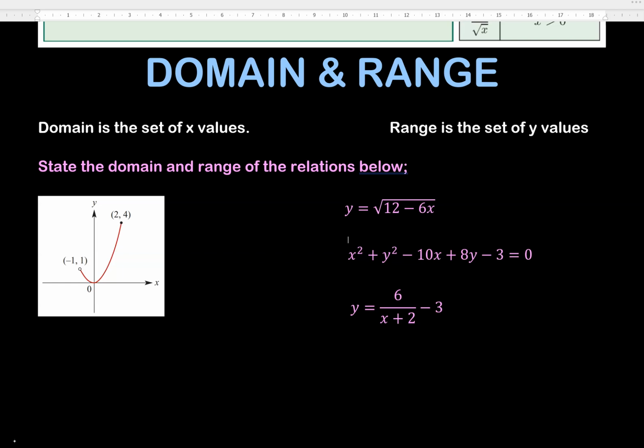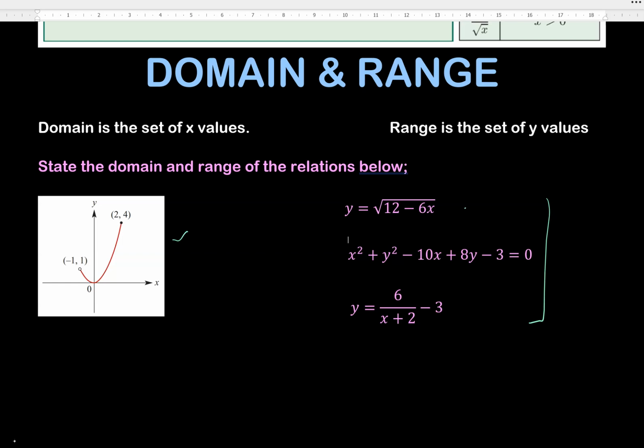Right, let's recap domain and range. So we know that the domain is the set of x values in a function when the function or relation exists, graph, and range is your y values. All right, so before we get started with that, we're going to look at this function, these three.